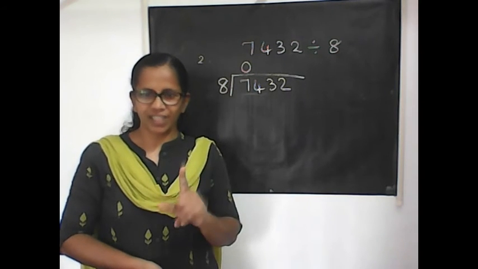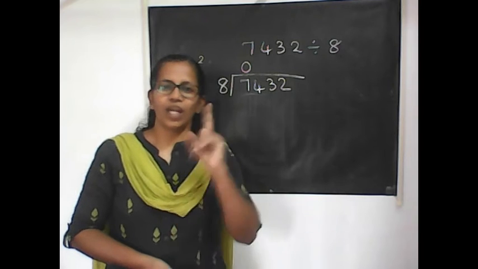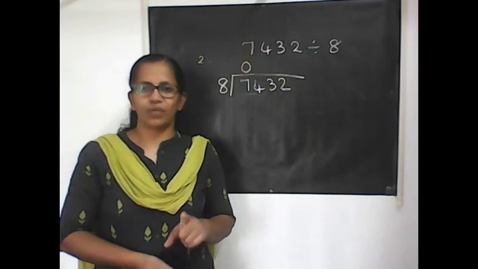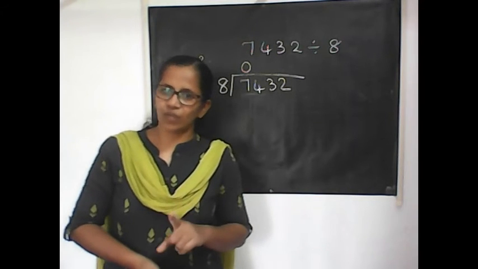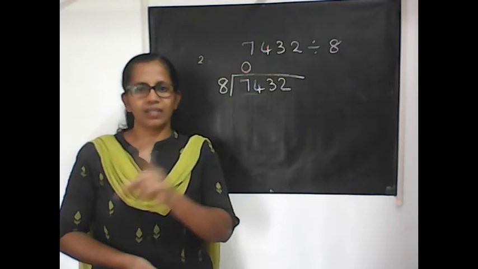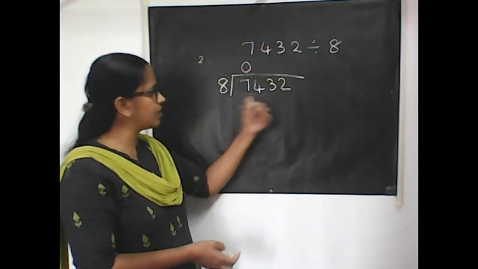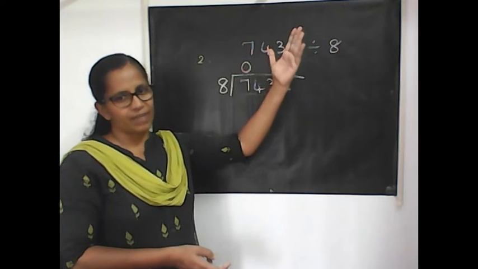8 1s are 8. 8 2s are 16. 8 3s are 24. 8 4s are 32. 8 5s are 40. 8 6s are 48. 8 7s are 56. 8 8s are 64. 8 9s are 72. 8 10s are 80. So we don't have 80. We cannot take 10 times. So just above 8, 9 times.